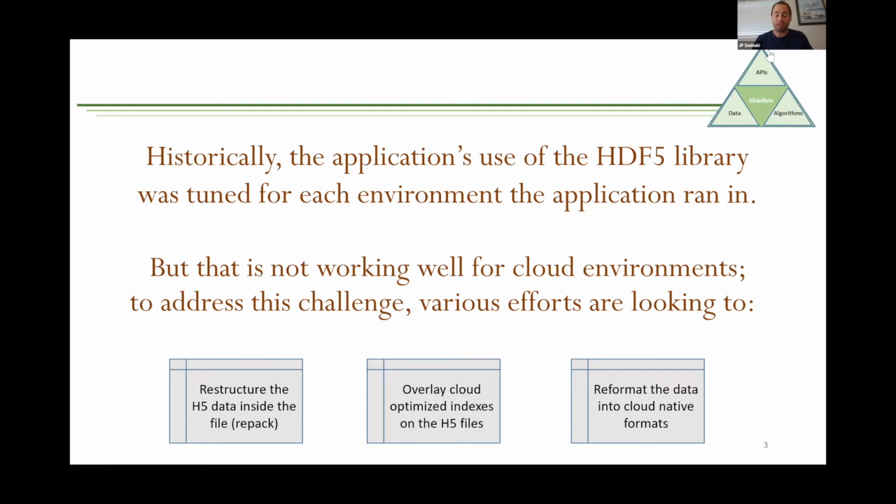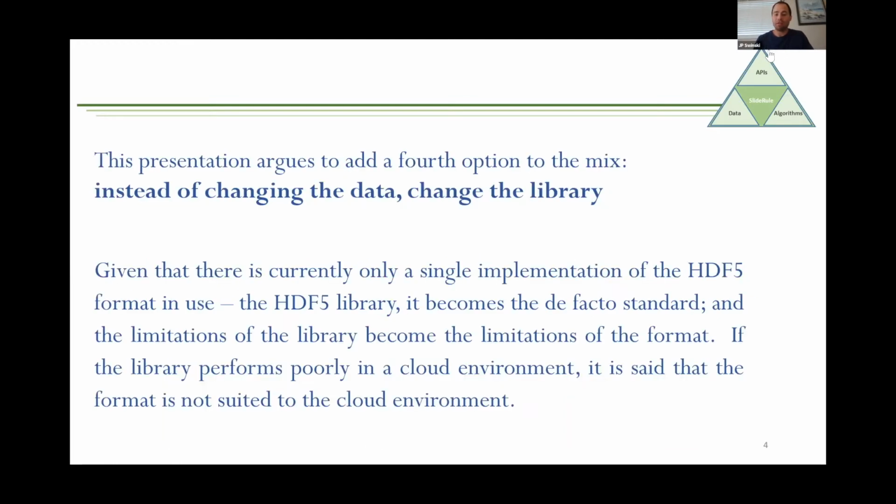When I've talked to other people, there's a set of different approaches they're taking to solve this problem. They're looking at restructuring the H5 data inside, rechunking. This is something that we tried. There are efforts building optimized indexes that overlay the data. And there are groups reformatting the data entirely when they move to the cloud. I think all of these are good approaches, and in our future on the project, we may pursue some of these as well. But what I'd like to talk to you about today is adding a fourth option to the mix. And that is, instead of changing the data, what if we thought about changing the library?